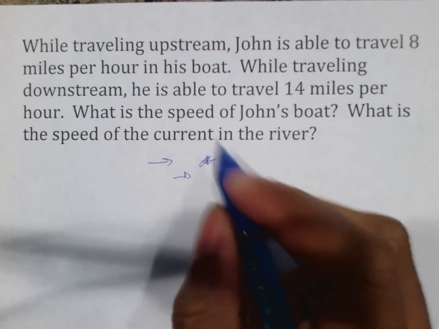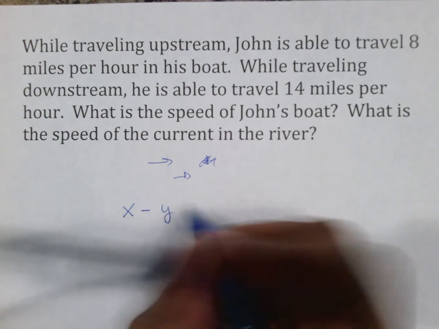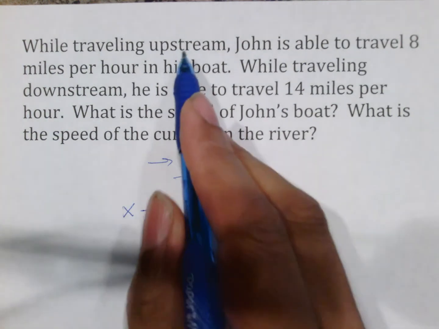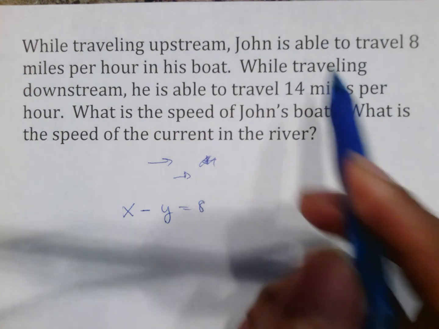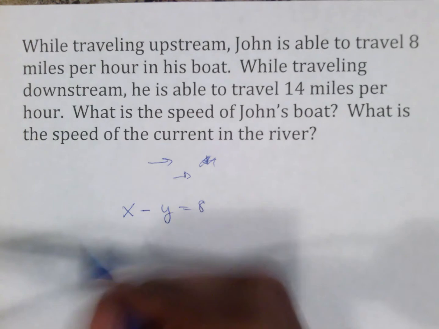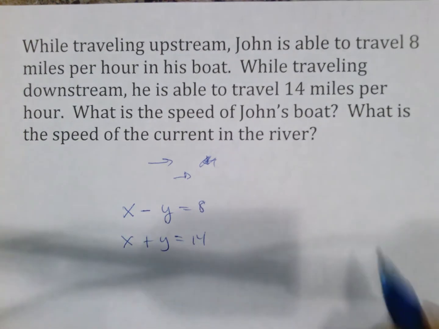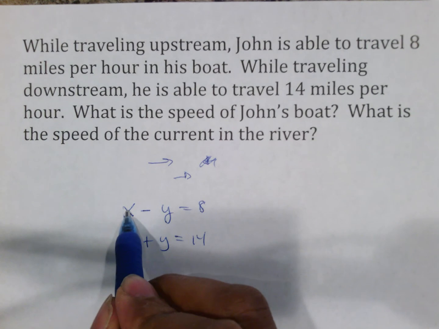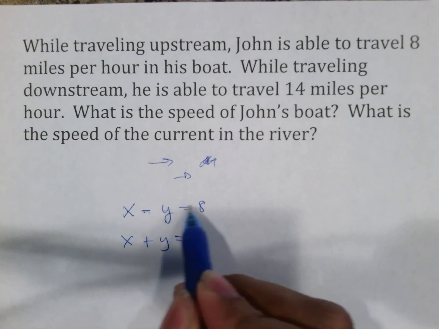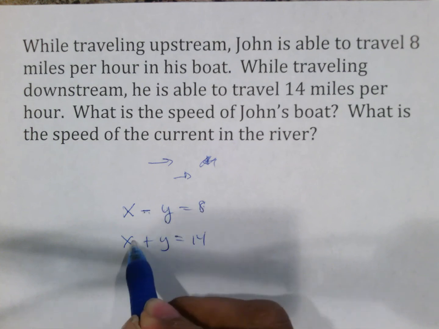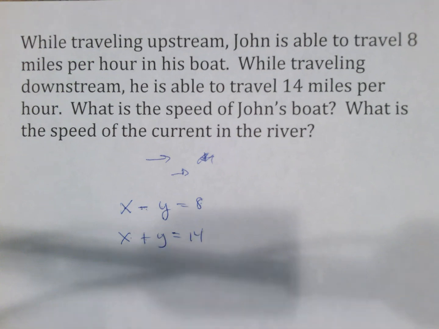So in this situation, it says traveling upstream, which means it's going to be x, the boat, minus y, the speed of the water, because you're going upstream and it's slowing you down, is equal to 8 miles per hour. Traveling downstream, the current speeds you up, so x plus y would equal 14 miles per hour. Again, the speed of the boat, which is constant, minus the speed of the water, because you're going against the water, is equal to 8 miles per hour. The speed of the boat, which is constant, plus the speed of the current, which is adding to you, makes it 14 miles per hour.